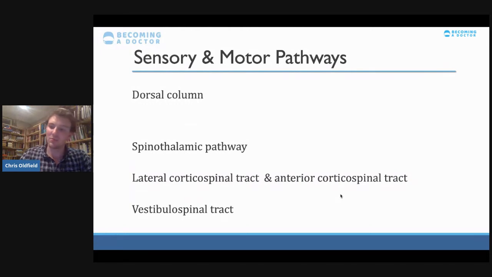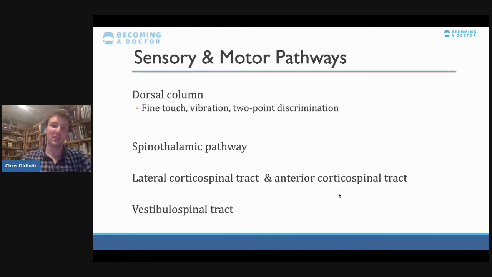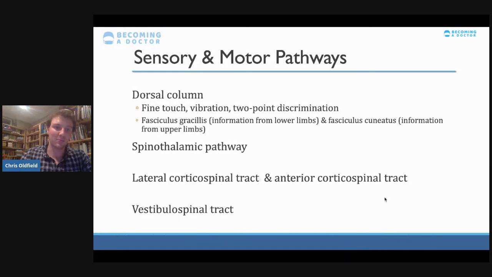So firstly is the dorsal column. The dorsal column is to do with fine touch, vibration, and two-point discrimination. So all that this means is being able to feel things. So fine touch, this is obviously a sensory pathway. And two-point discrimination is just the ability to tell between two different things that are touching you. So if I were to touch myself with two fingers, I can tell how far apart they are. But if I get two things that are very small and really close together, you need these sensory fibers running up the dorsal column to tell you where exactly they are and how far apart they are.